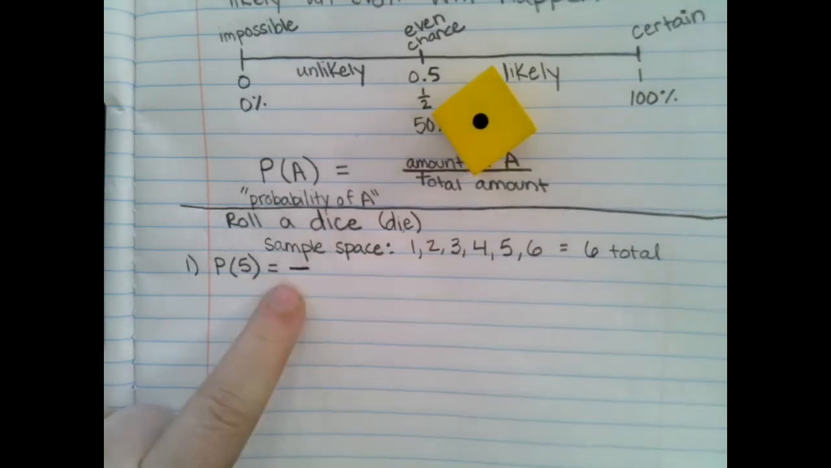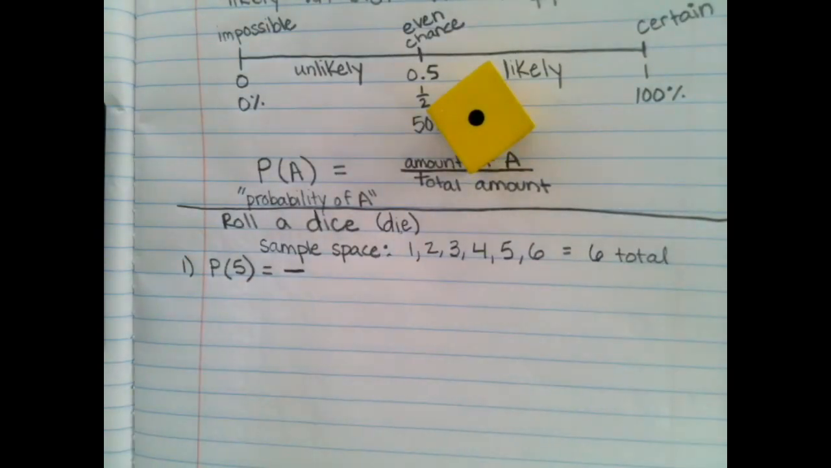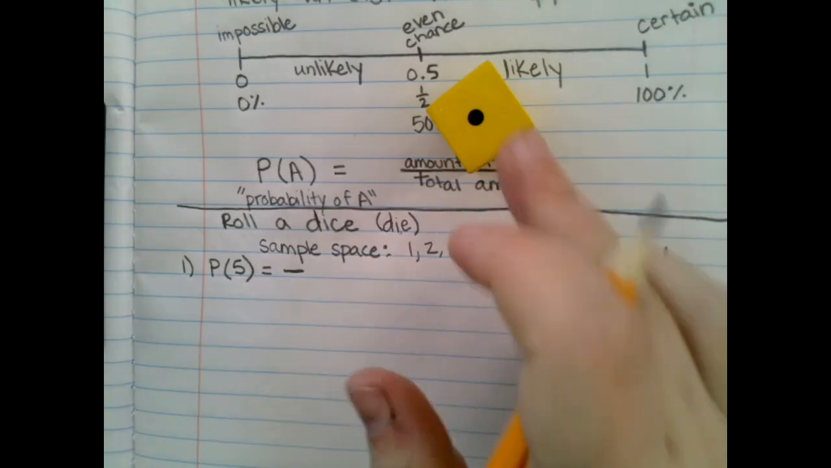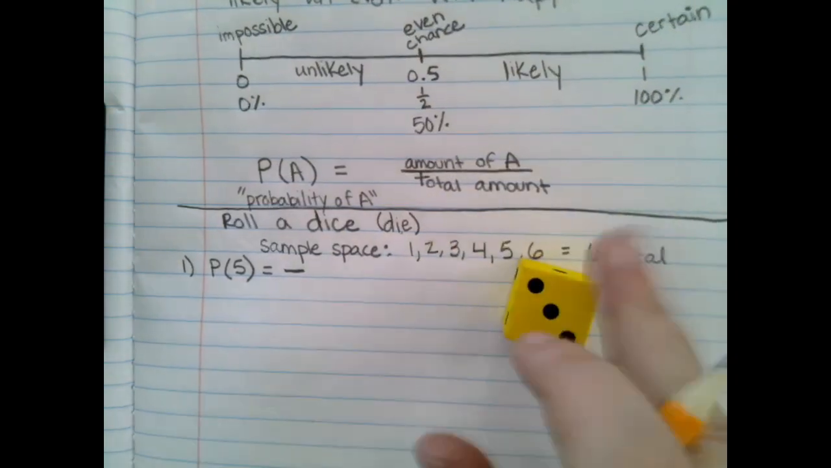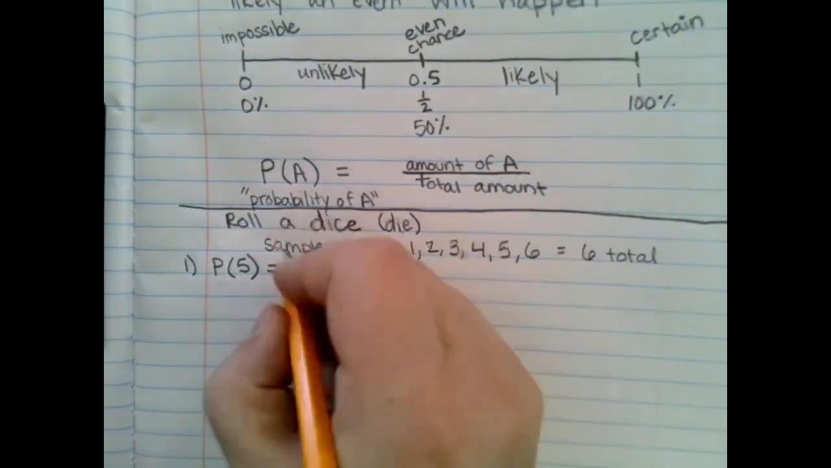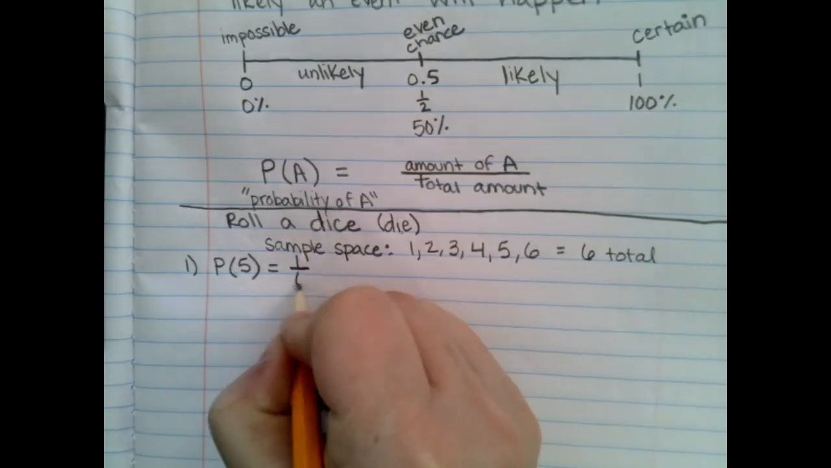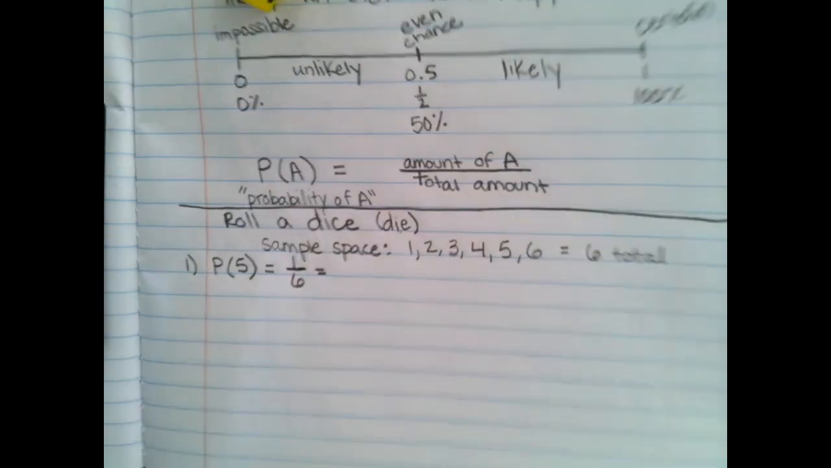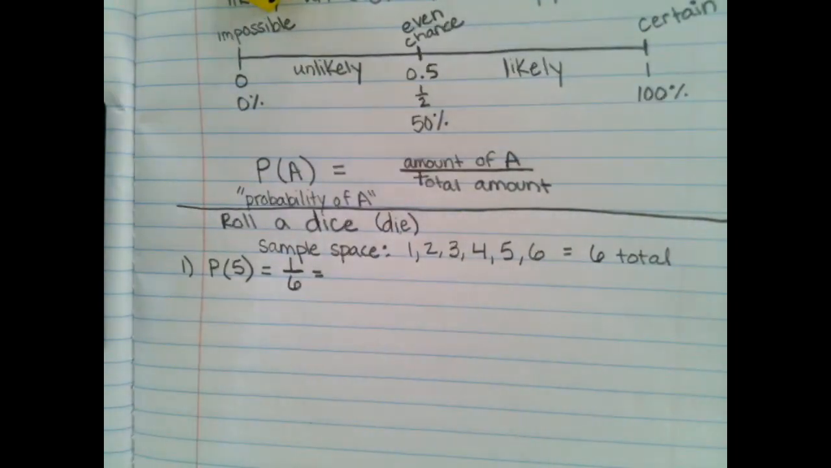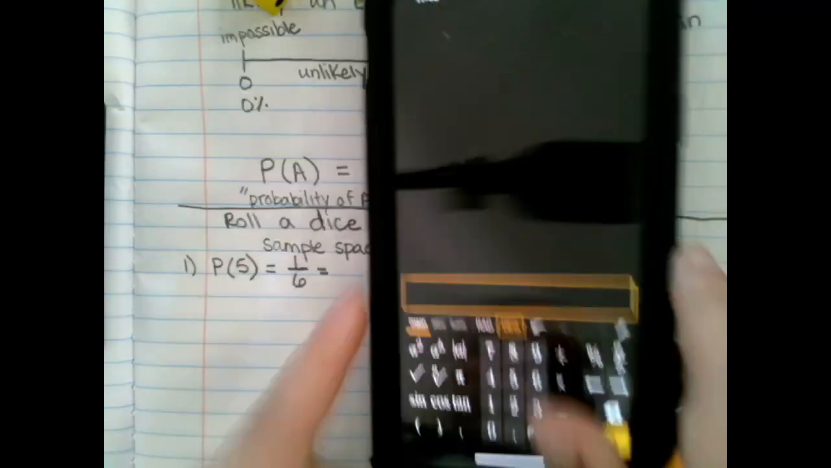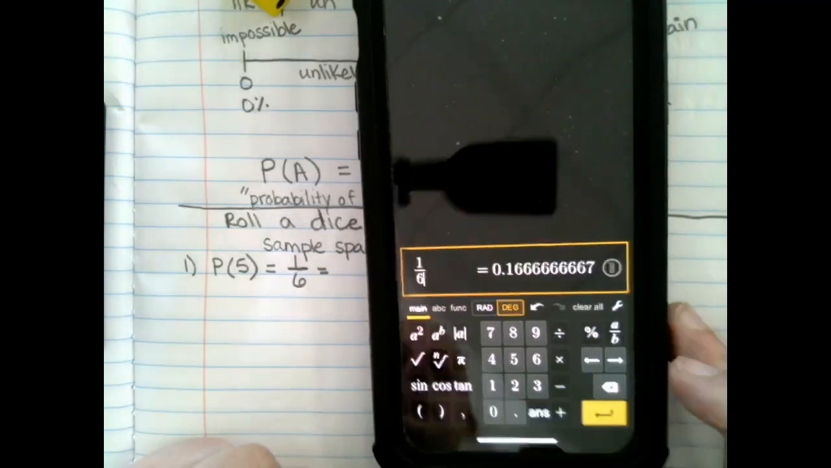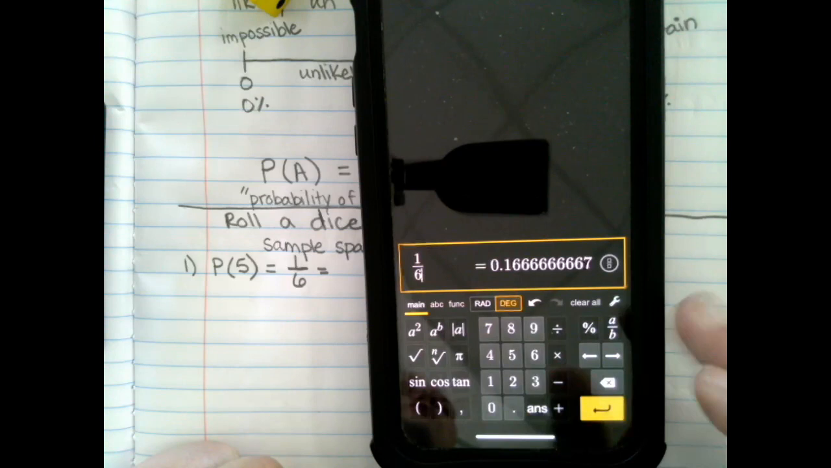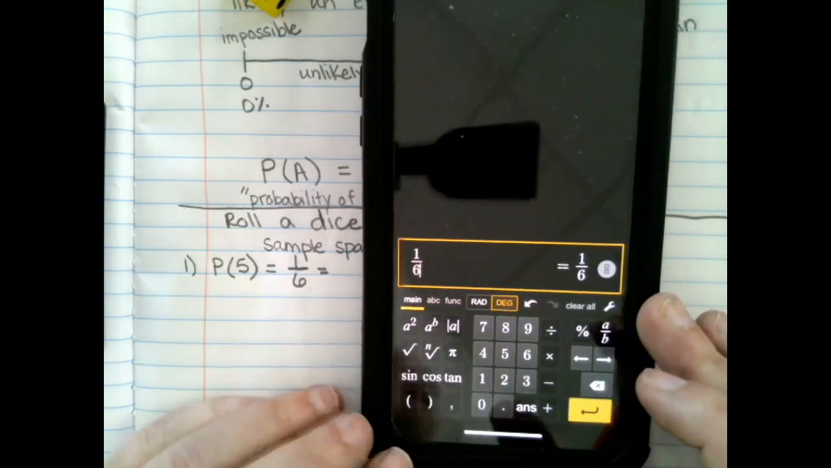Okay, so a fraction. We'll always start with a fraction as we're finding it. How many 5s are there on the dice? 1. Out of how many total? 6. Okay, if we can simplify the fraction, we want to do that. So I'm going to put in 1 divided by 6, and I'm going to add that fraction just to double check. Nope, can't simplify it.